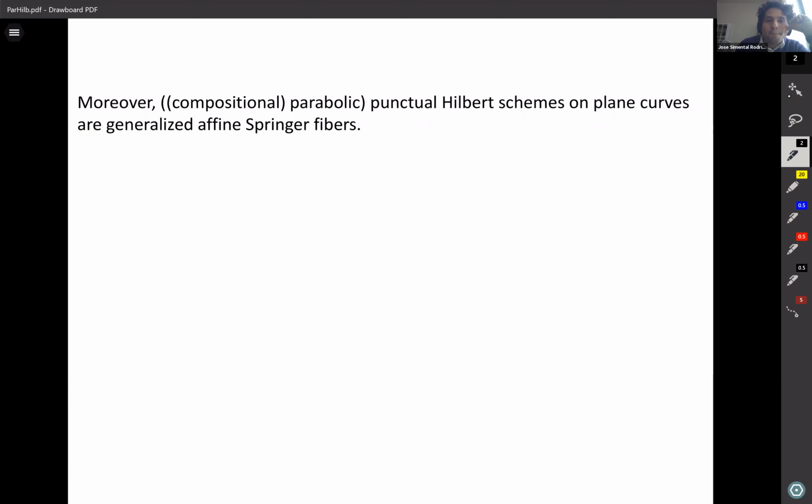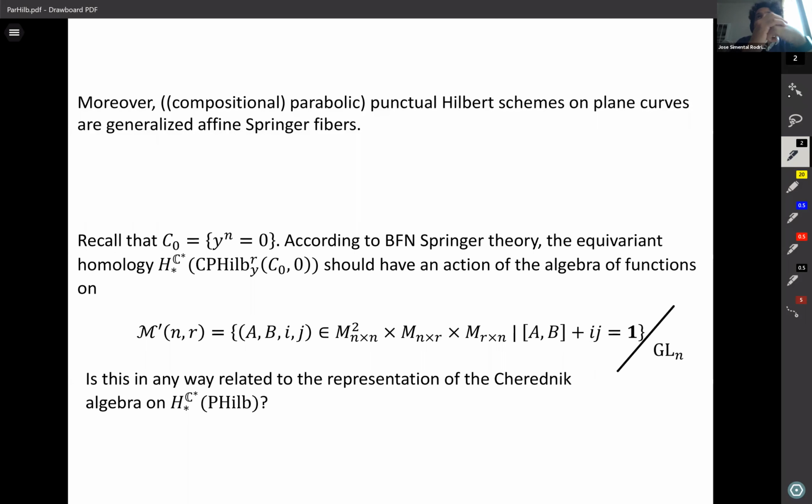And all these compositional parabolic punctual Hilbert schemes on any plane curve is a generalized affine Springer fiber. The idea is more or less the same. You take the matrix Y that is going to be given by the action of Y on the algebra of functions, of germs of functions around 0. So we get an action of Cherednik algebras, spherical Cherednik algebras and Gieseker algebras on parabolic Hilbert schemes of any curve. In particular, we get it for this non-reduced curve.